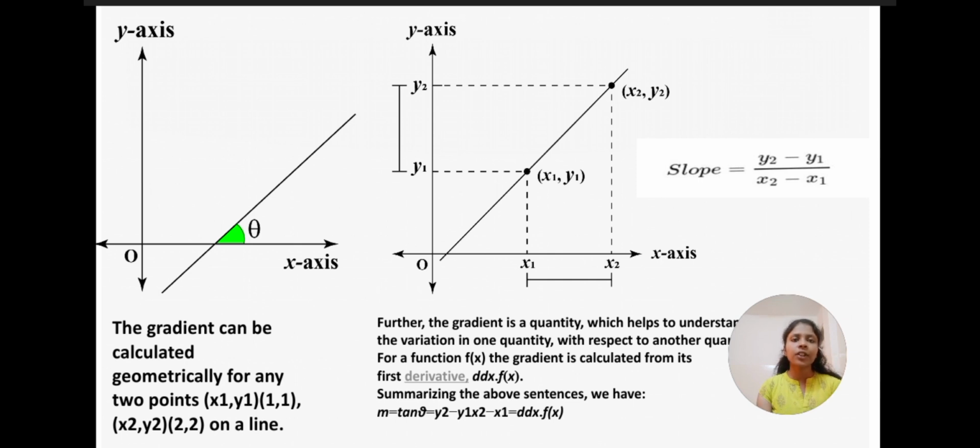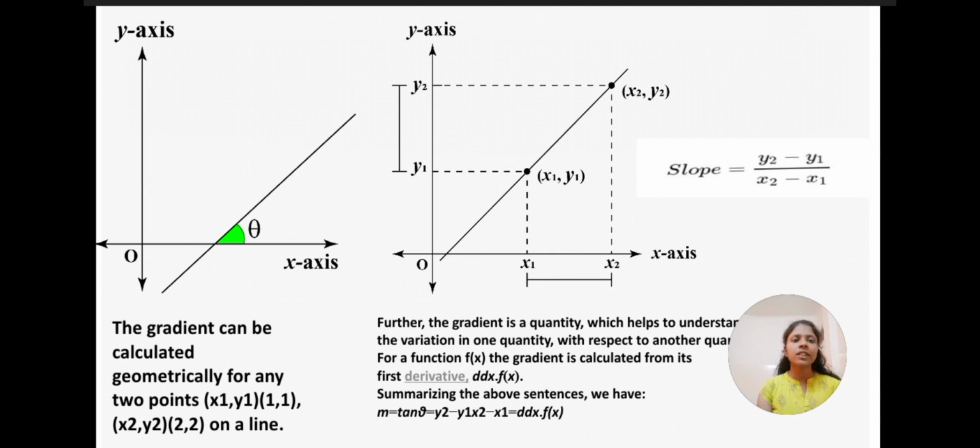Here we can see the two graphs of gradient. In the first graph, the gradient can be calculated geometrically for any two points (x1, y1) and (x2, y2) on a line. The second graph represents slope is equal to y2 minus y1 divided by x2 minus x1.